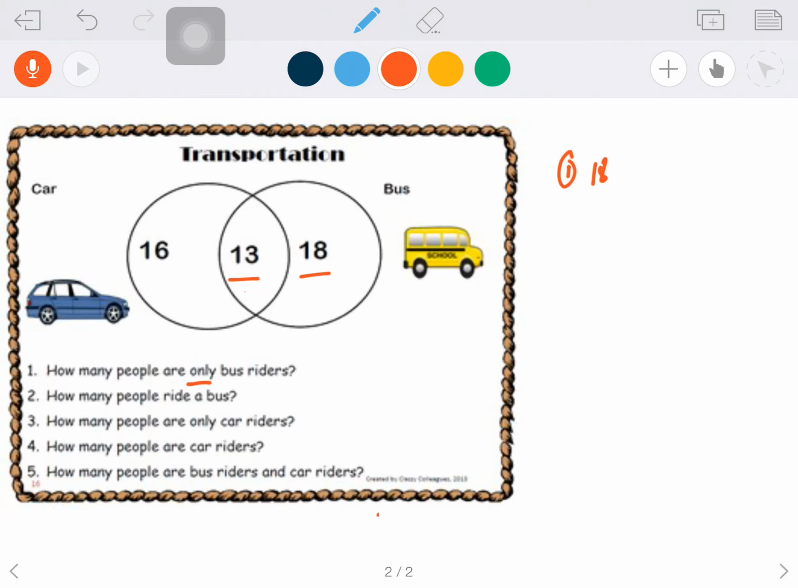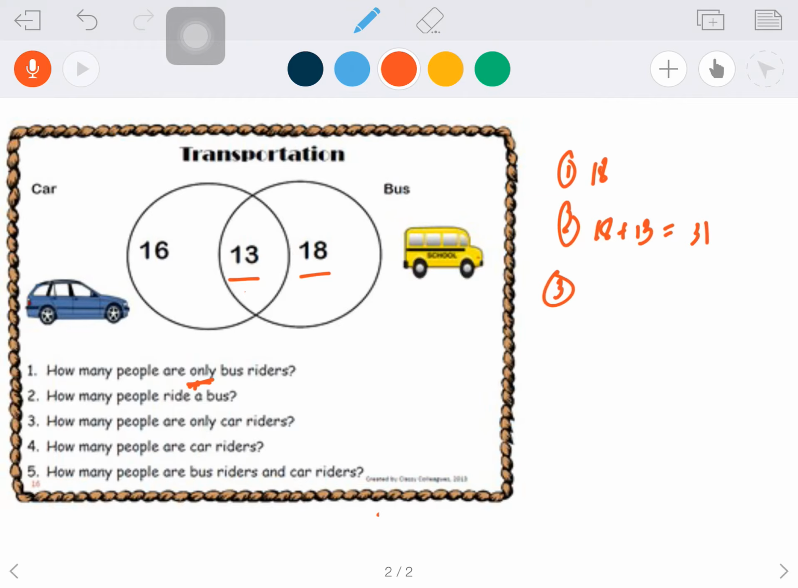In number 2, how many people ride a bus? It deleted the word only. Therefore, in this case, we will now include 13 because that is still part of the set of people who are riding the bus. So 18 and 13 is 31.